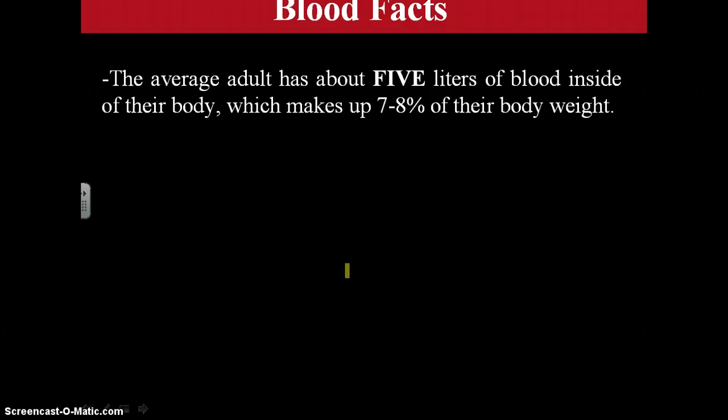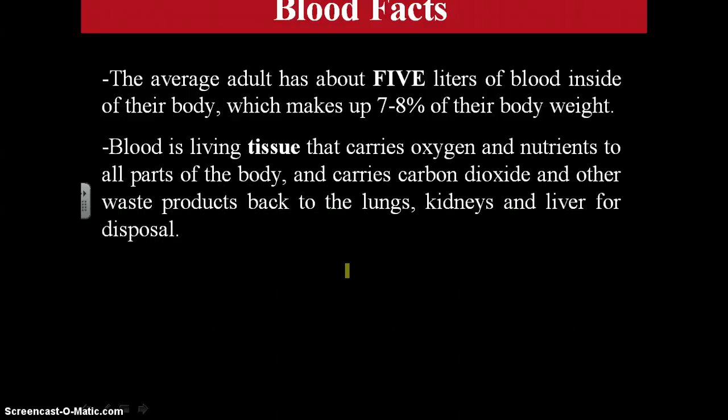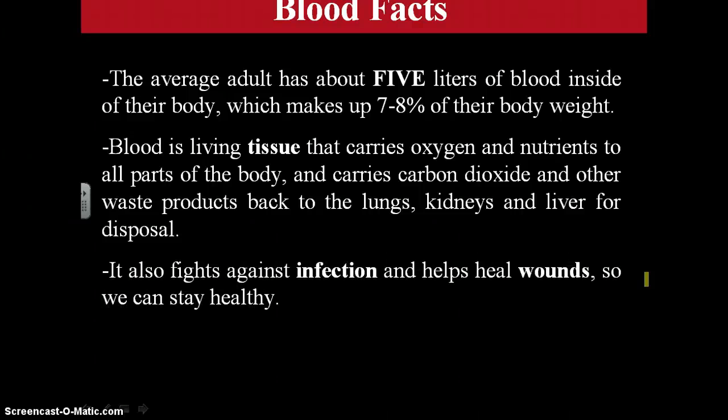Alright, so some blood facts. The average adult has about 5 liters of blood inside their body, which makes up 7 to 8% of their body weight. Blood is living tissue that carries oxygen and nutrients to all parts of the body. It carries carbon dioxide and other waste products back to the lungs, kidneys, and liver so they can be taken out of the body. It also fights against infection and helps heal wounds so you can stay healthy.